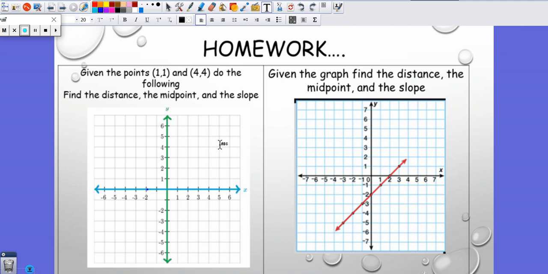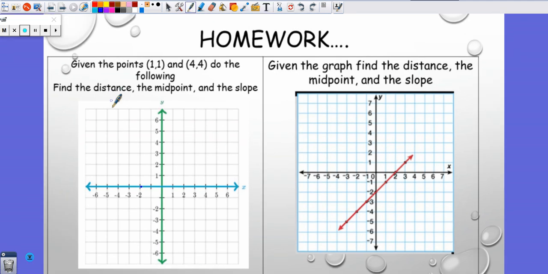Alright guys, so this problem is asking us, given the points (1, 1) and (4, 4), do the following. There's three things we're being asked to do. It's asking us to find the distance, the midpoint, and the slope. So we're going to do each one at a time. I'm going to show you two ways to find the distance.